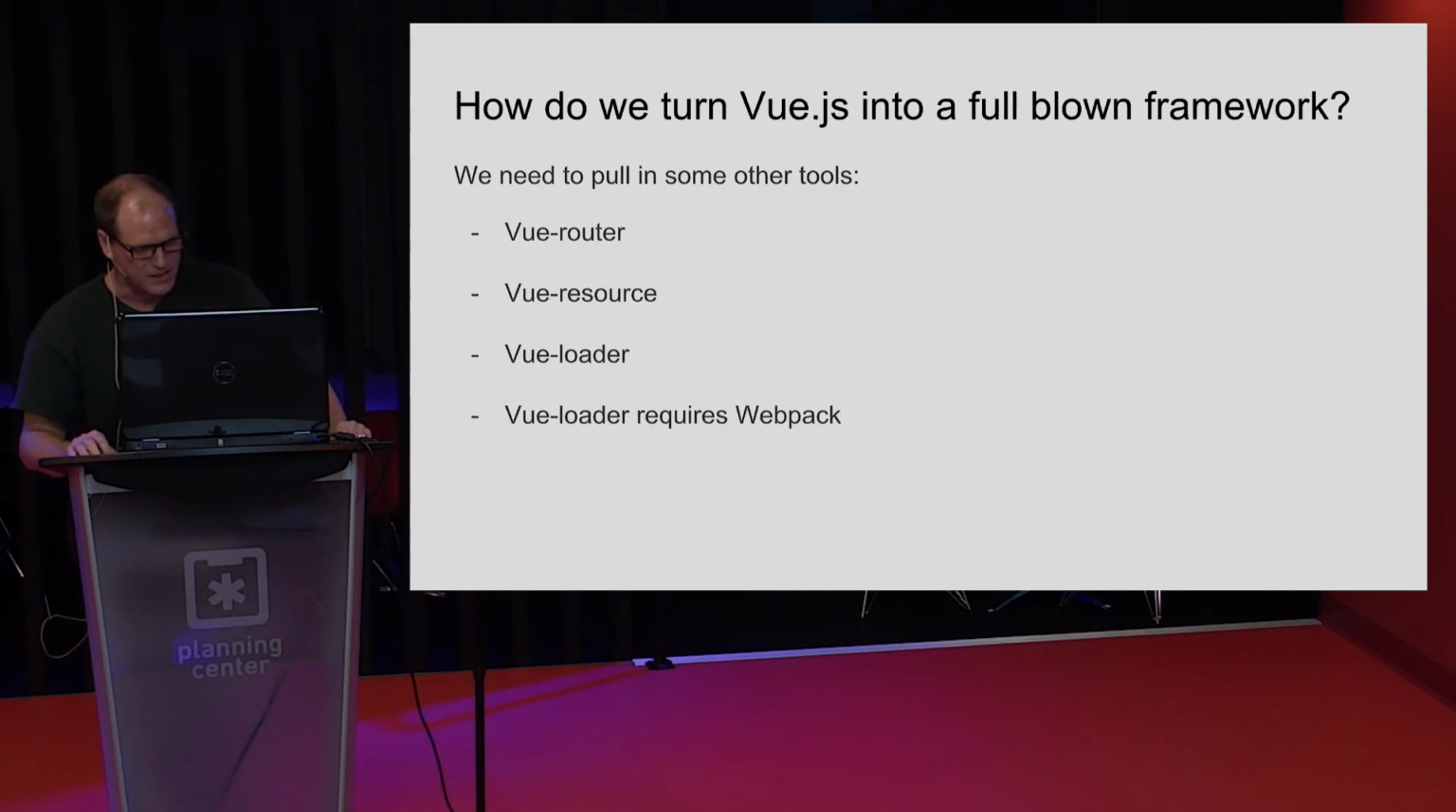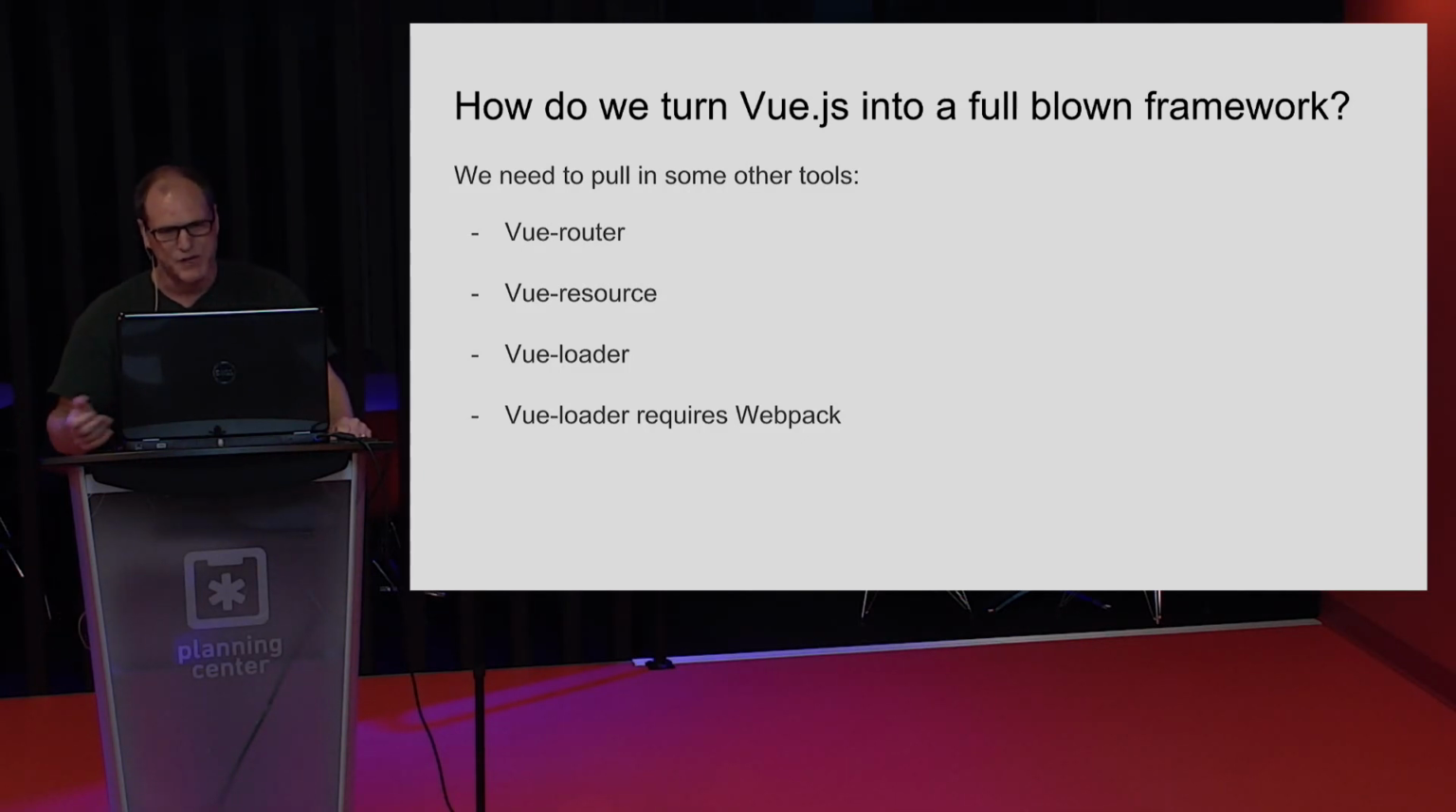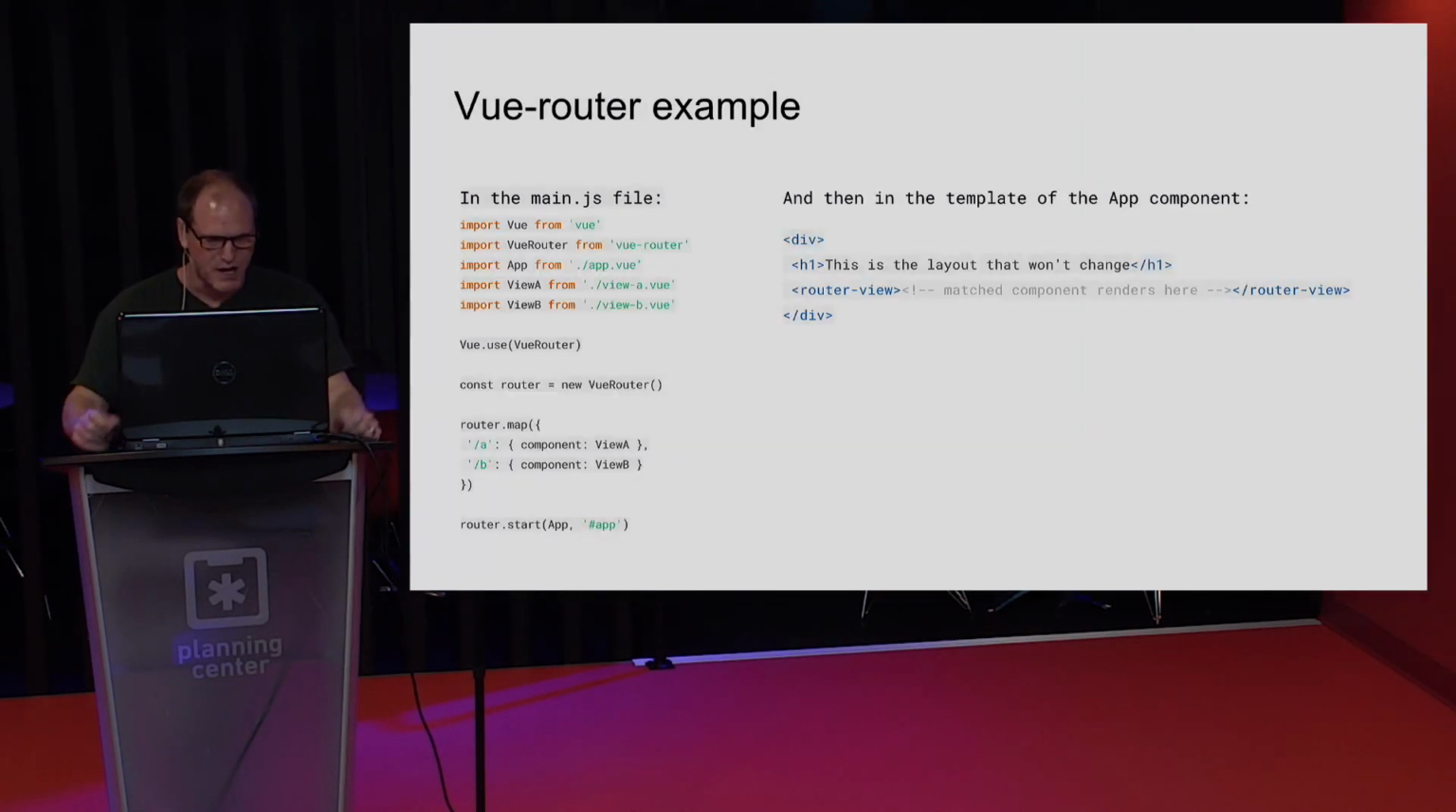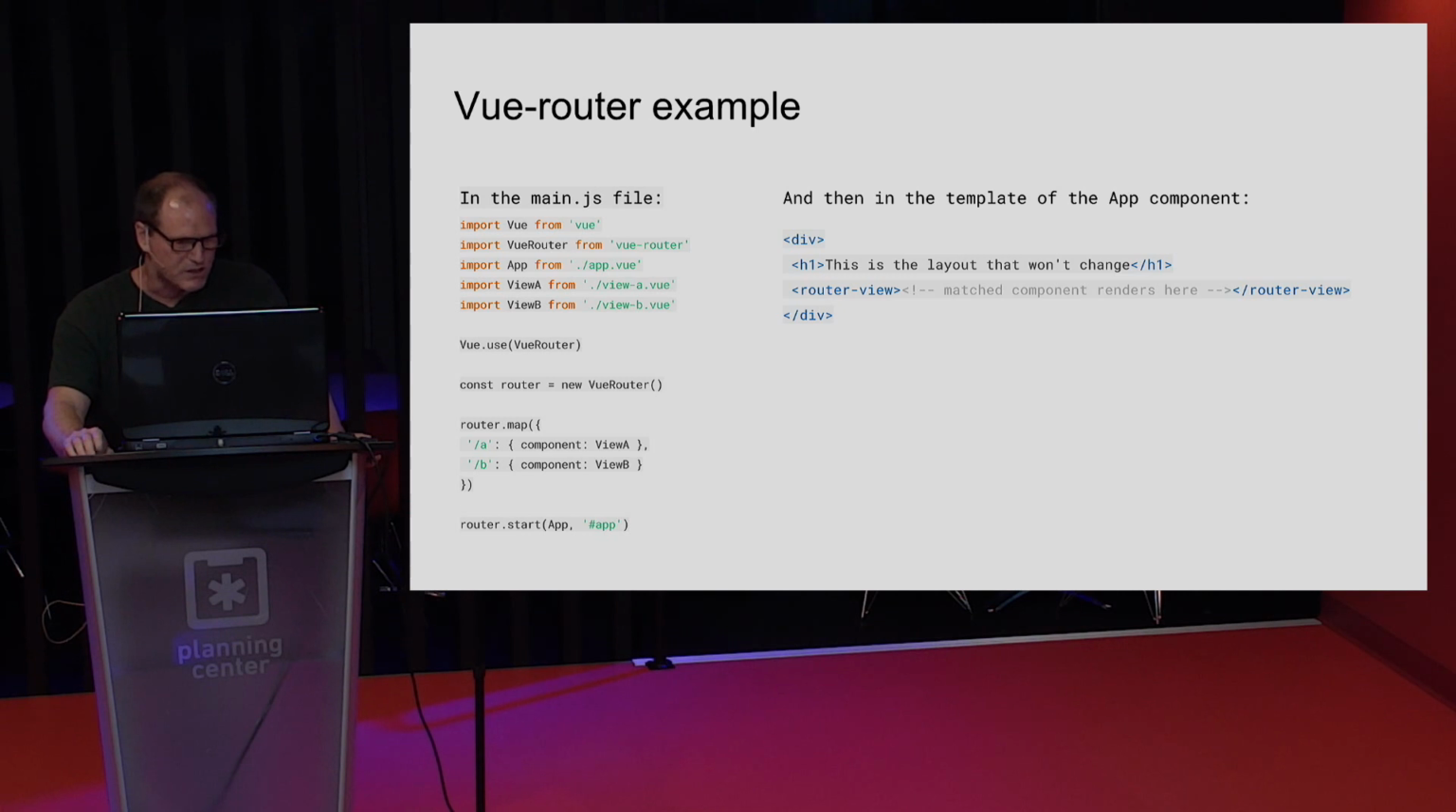So as I mentioned earlier, Vue.js is a library for building interactive web applications. How does it become a framework? We need to pull in some other tools. The community has created some of these tools to work with Vue. And with the addition of these tools, you have a fully featured framework. So, of course, we need a router. The router, to me, looks very much like the React router.